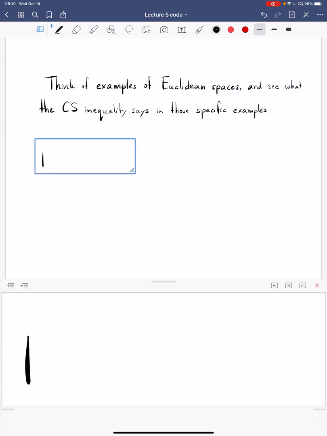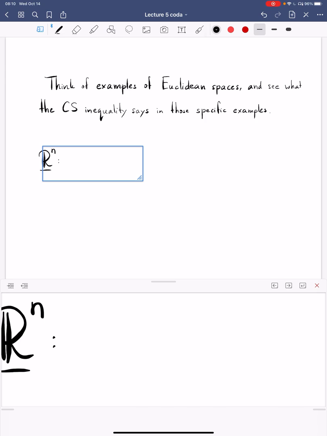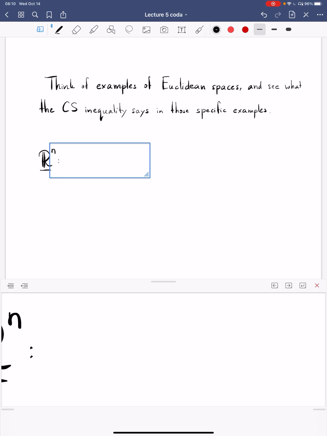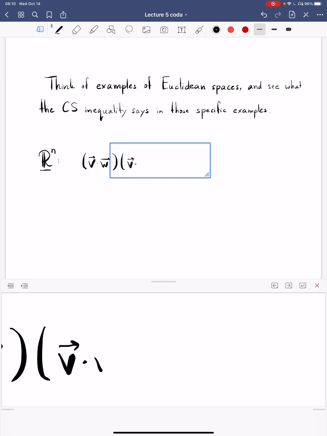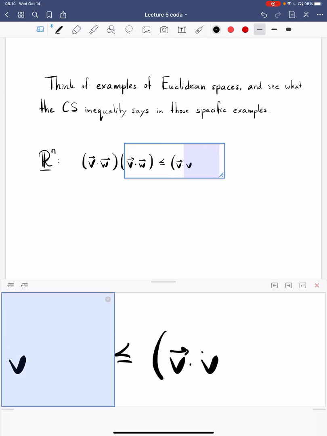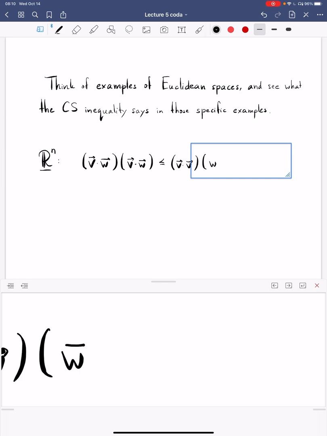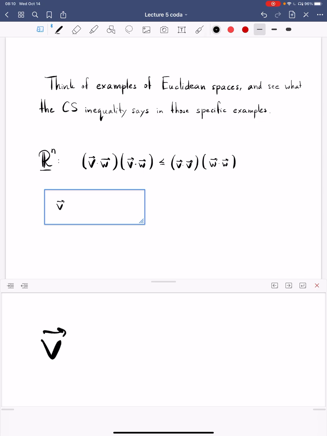So the first thing you might think about is Rn, right? So Rn with the dot product, what does the Cauchy-Schwarz inequality say? Let's write it down like this. It says that the dot product of a vector v with a vector w, squared, is less than or equal to the dot product of v with v times the dot product of w with w. Let's write this out more concretely.